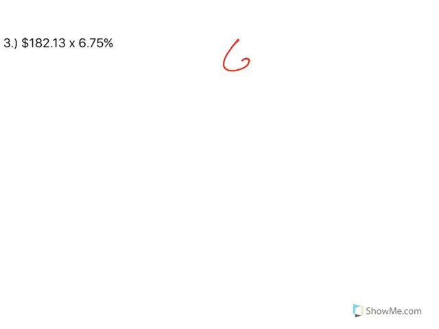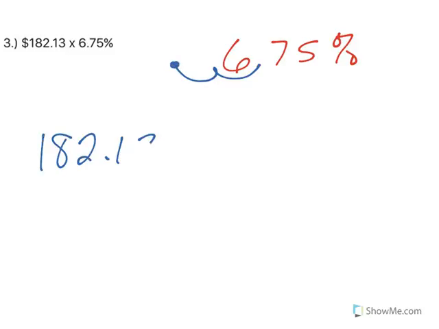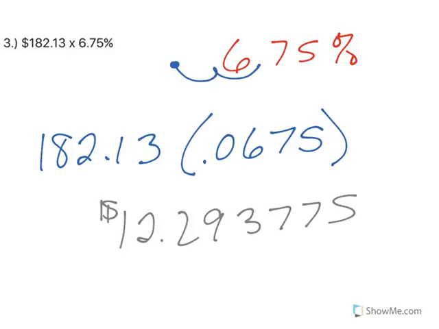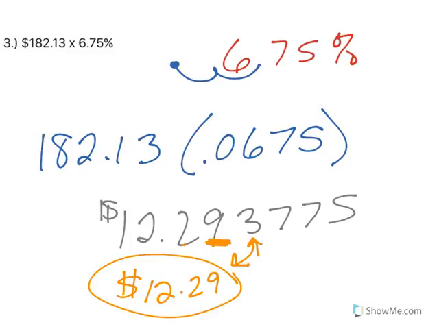In number 3, again, we have a percent. So I've got to take that 6.75% and move my decimal 2 places to the left. So I'm going to take $182.13 and multiply by 0.0675. When I do that, I get an answer of 12.293775. Again, 2 decimal places, right? 1, 2. 3 tells me to round down. So I just have $12.29.